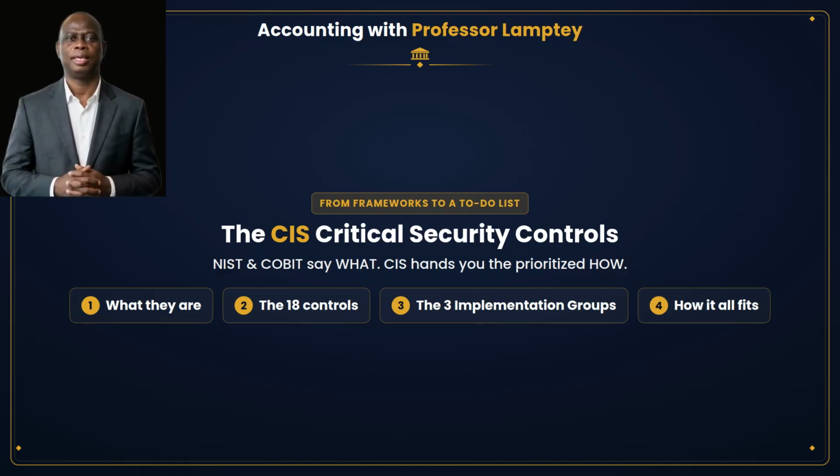I'm Professor Lamptey. Here's the plan: what the CIS controls are, why they're prioritized, the 18 controls grouped so they're easy to hold in your head, the 3 implementation groups that tell you where to start, and how it all fits with NIST and COBIT, followed through one company hardening its defenses.